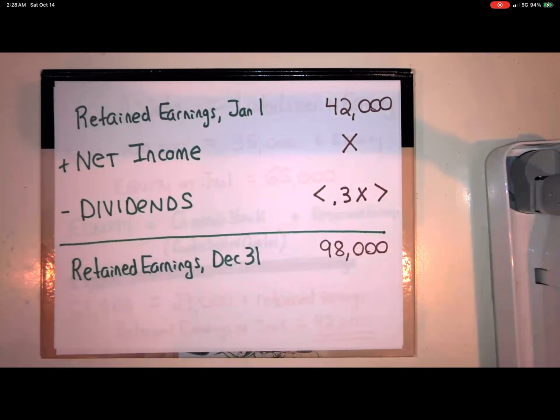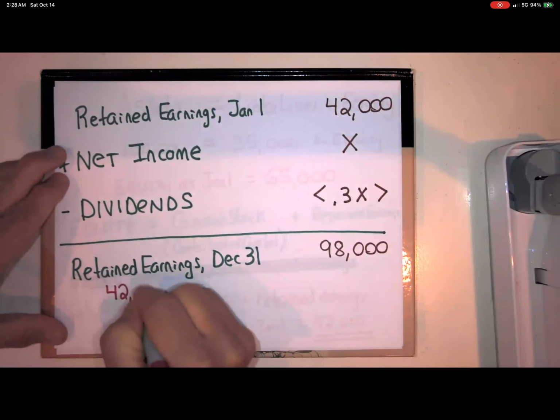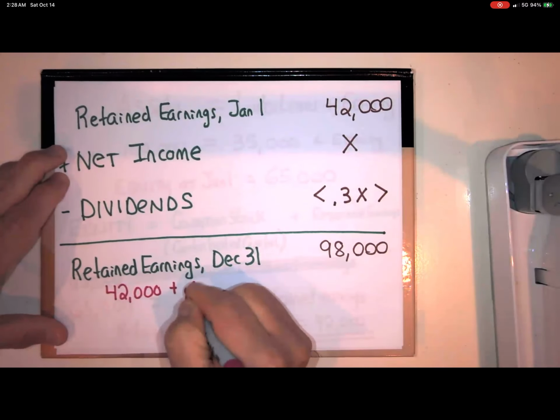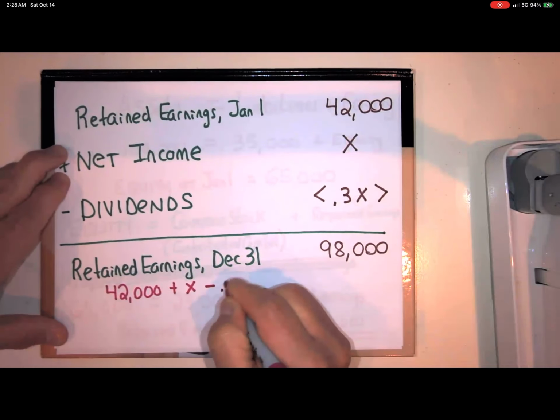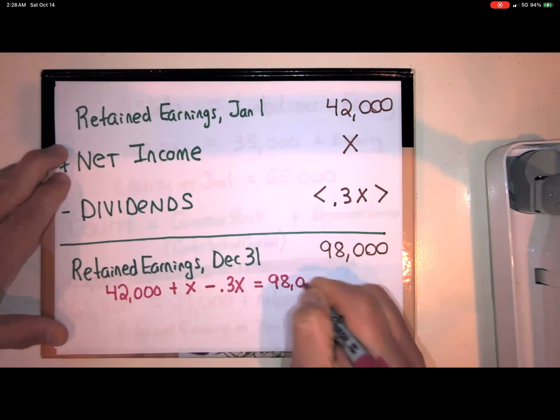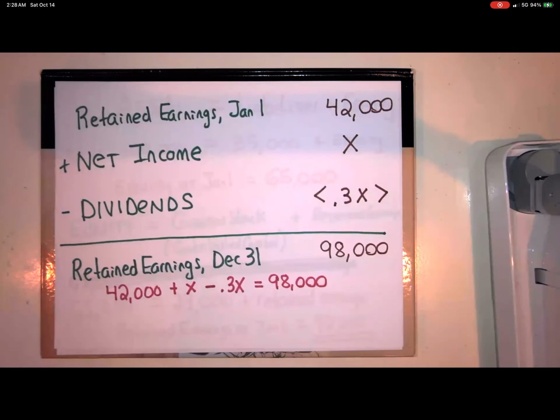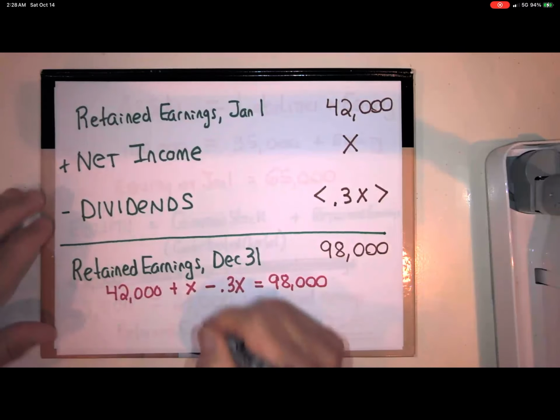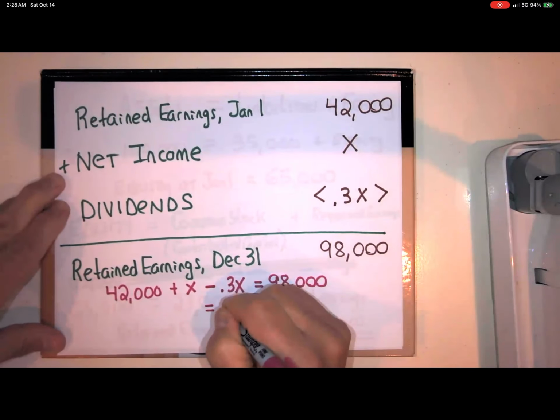I want to do the arithmetic for this one because there's something that pops up that seems to create issues for folks. So let's write out the arithmetic here. We have 42,000 plus X minus 0.3x equals 98,000. And we're going to move that 42,000 over, subtract it over here. Then we're going to have equals 56,000.